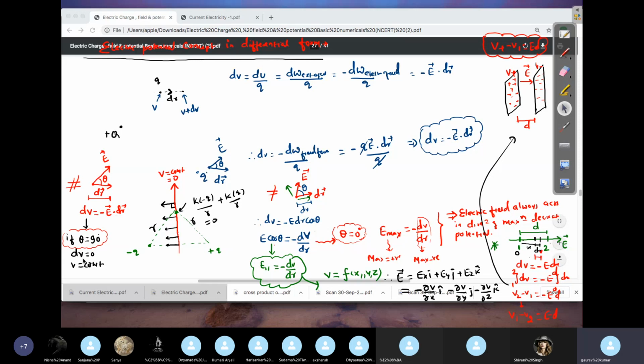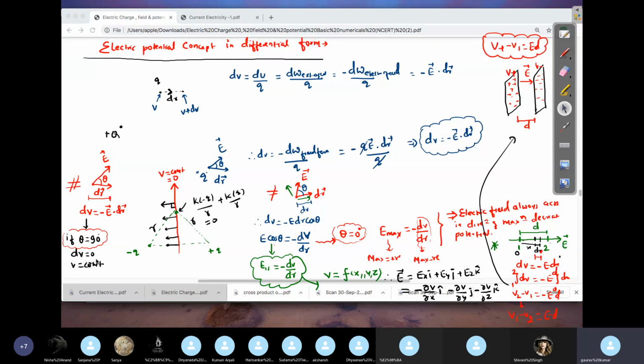You can see from here, if your theta is 90 degrees, V will be constant. Whenever you move perpendicular to the electric field, your potential will never change. Always keep this in mind. You can see this example also. You know that on the equatorial line, electric field is always like this.